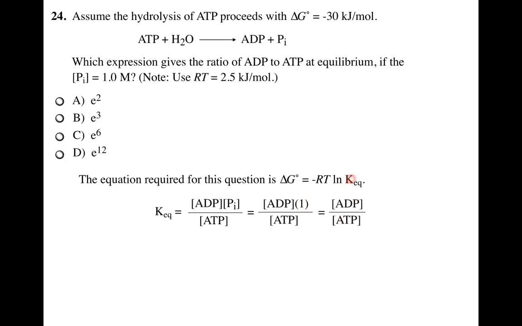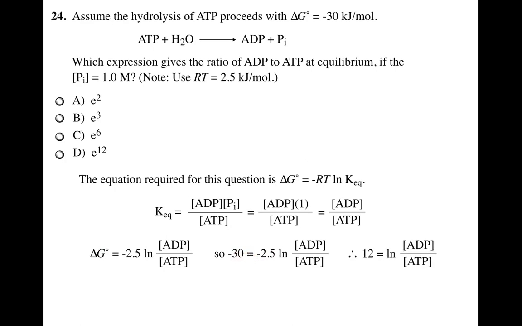So plugging this in, we will get delta G equals negative 2.5 natural log of that, because they told me RT equals 2.5. So negative 2.5 natural log of that ratio. I plug in a negative 30, negative 2.5, divide each side by negative 2.5, and we end up with 12. Now the trick is to get rid of a natural log, you have to put e to the power. So e to the 12 will equal e to the natural log. E to the natural log cancels. So that simply means e to the 12th equals ADP over ATP.